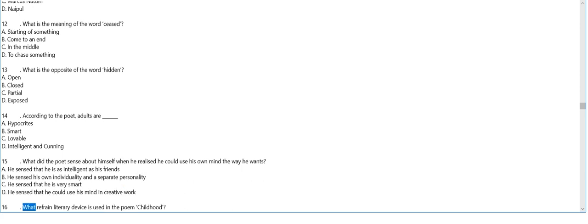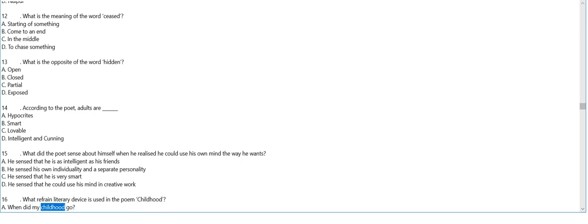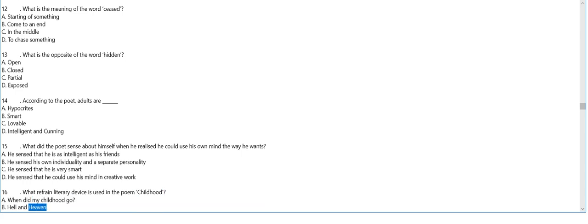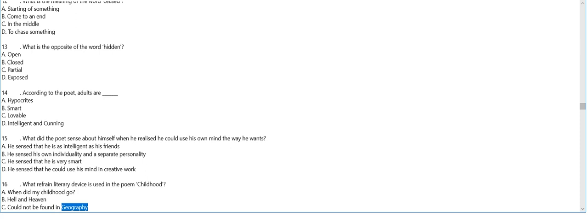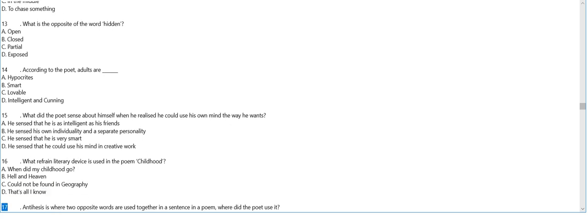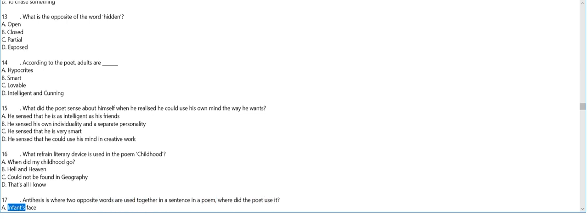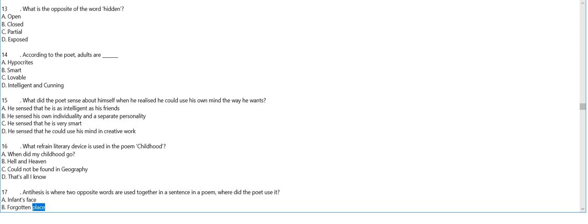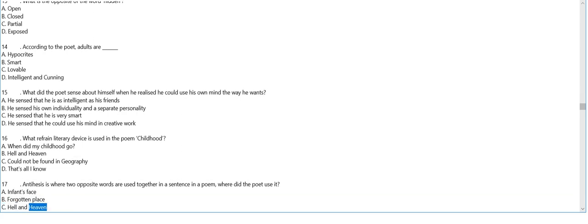16. What refrain literary device is used in the poem Childhood? A. When did my childhood go? B. Hell and heaven. C. Could not be found in geography. D. That's all I know. 17. Antithesis is where two opposite words are used together in a sentence in a poem. Where did the poet use it? A. Infant's face. B. Forgotten place. C. Hell and heaven. D. Preached of love.